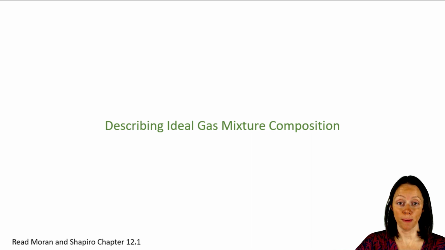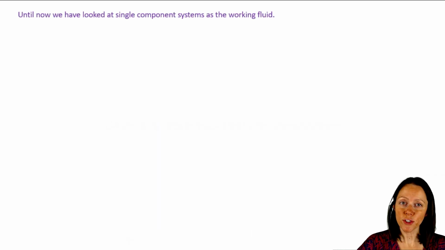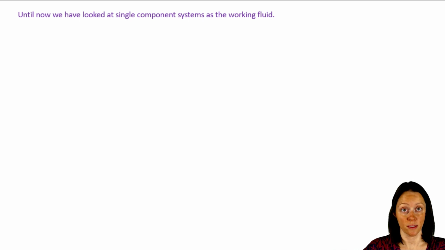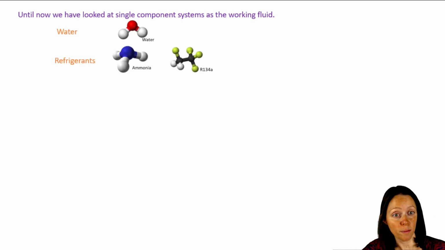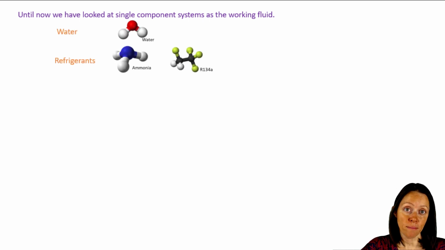In this segment we're going to talk about ideal gas mixtures. Up until this point we have talked about single component systems. So our working fluid has been water, maybe a refrigerant, but the same molecule makes up the entire working fluid. There's one type of molecule found in that working fluid.